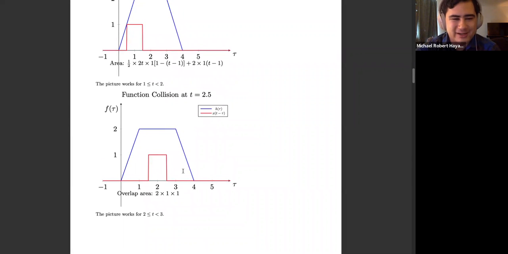Well, the middle picture is probably the easiest one to grasp. So between 2 and 3, this rectangular pulse is completely within the flat part of the trapezoid. So it's completely within. So you just get the area of overlap as a rectangle, height 2 times 1 times 1.